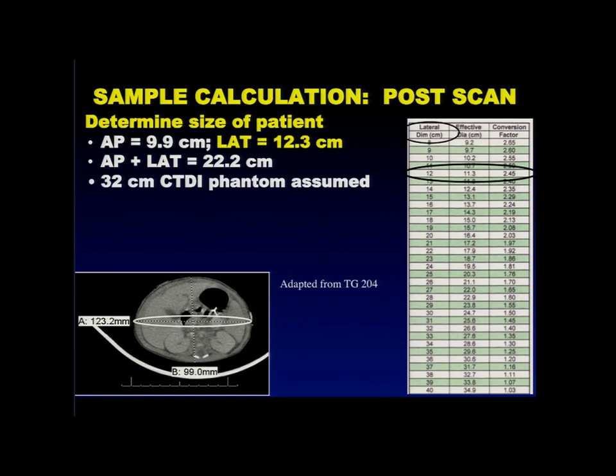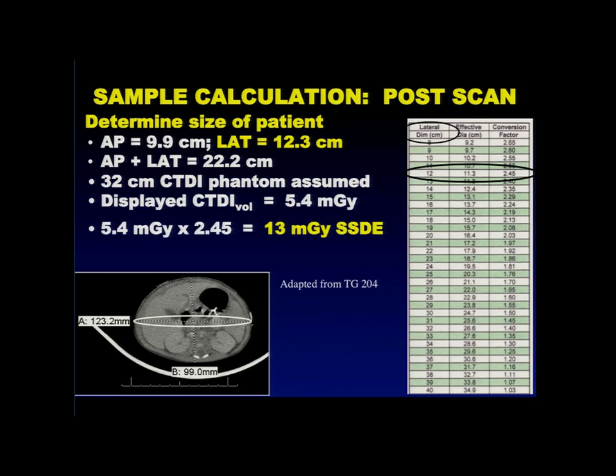I know I used a 32 centimeter CTDI vol phantom to calculate CTDI vol, so I picked that table in the report. My displayed CTDI vol is 5.4 milligray, and there's my calculation. I get 13 milligray SSDE. Notice I didn't say 13.4. I said just 13. All right. Now, that's if I know just the lateral dimension.